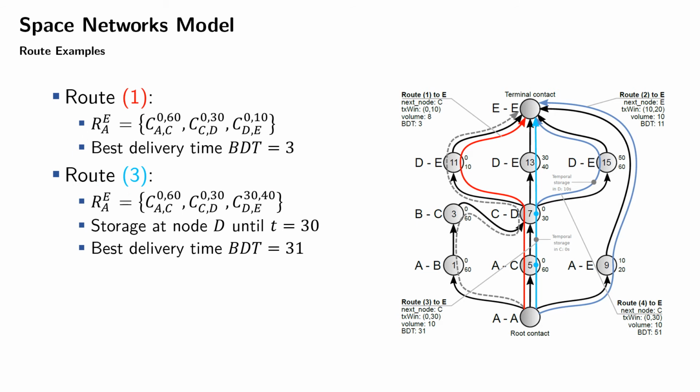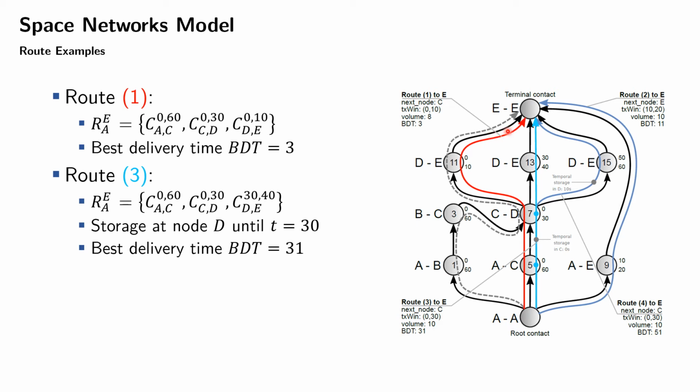And this concatenation of contacts are actually routes. And this is what we do care about in contact graph routing. So we have some examples in this case. Route 1 in this case is basically a sequence of 3 contacts where data flows from A to C on an interval between 0 and 60, right? Then data flows from C to D on an interval of time between 0 and 30. And then finally data flows from D to E on an interval 0 to 10. So this is the red route we have here on this contact graph on the right.